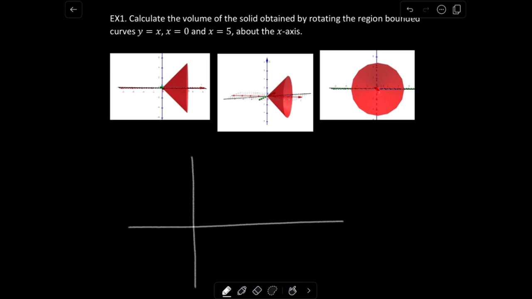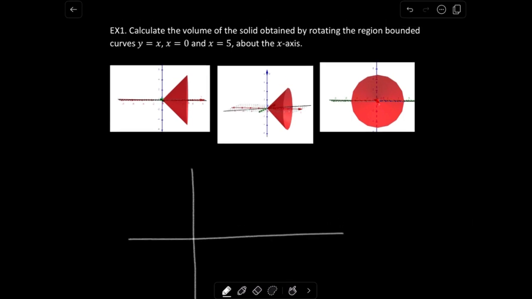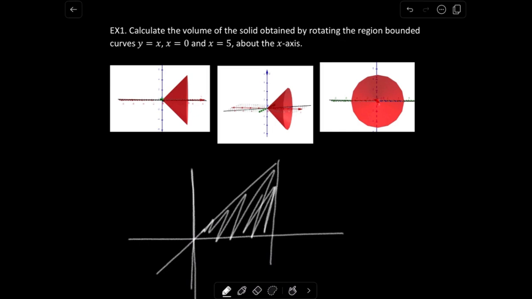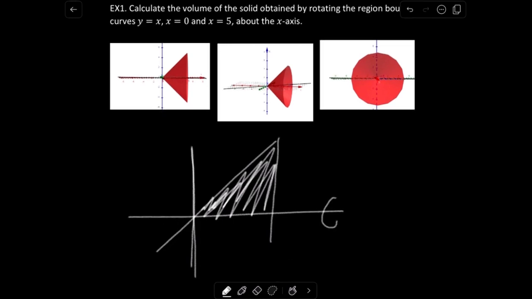Okay, bounded by the curves y is equal to x. So y is equal to x, there we go. x is equal to 0, so there's x is equal to 0, the y-axis. Okay, and x is equal to 5, there we go, about the x-axis. So we are going to rotate this region here that I am shading in white about the x-axis. So let's just sketch it a bit more clearly.